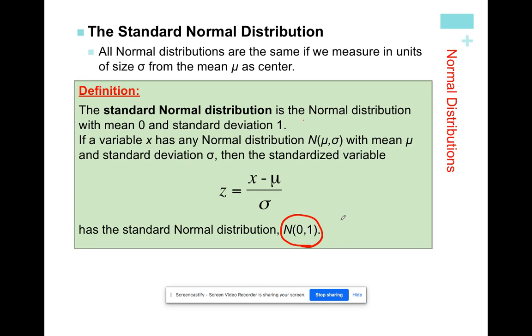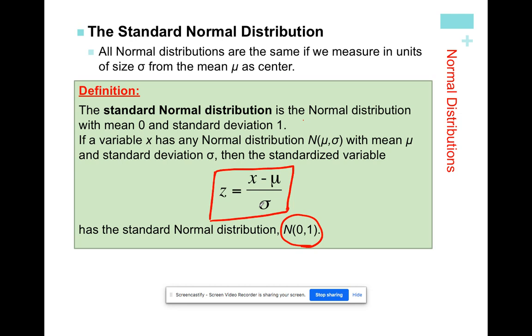Any variable that has a normal distribution with any mean and any standard deviation can be standardized, and we can find its standardized value using this z-score formula. This tells us exactly how many standard deviations above or below the mean a particular value falls, because we take their score minus the mean, so that gives us how far away, divided by the standard deviation, so how many standard deviations away from the mean.